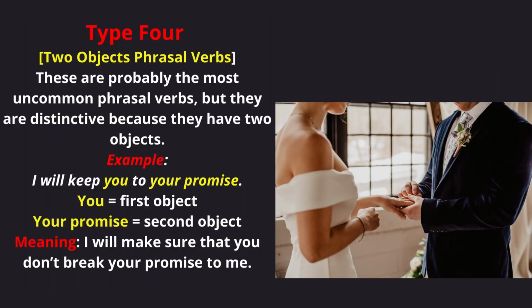The fourth type of phrasal verb to be discussed herein is not a common one, but they are distinctive because they have two objects. So take a good example here. I'll keep you to your promise. In this expression, we have you, which is the first object, and your promise, which is the second object. So what does this mean? It simply means I will make sure that you don't break your promise to me. Okay? And it's not common, but we often hear such kind of expressions made.